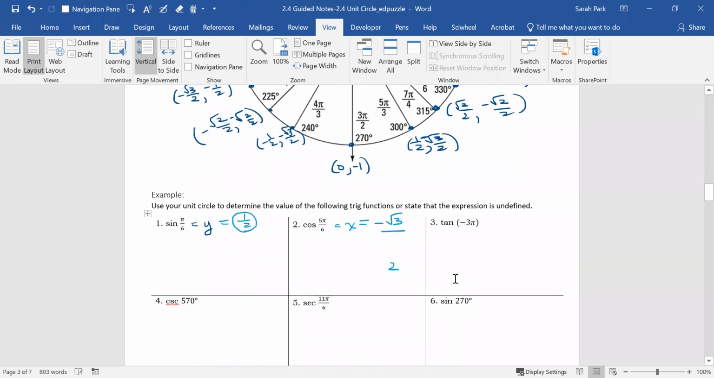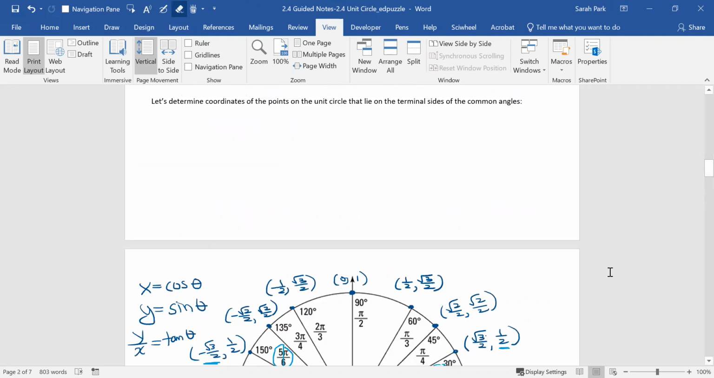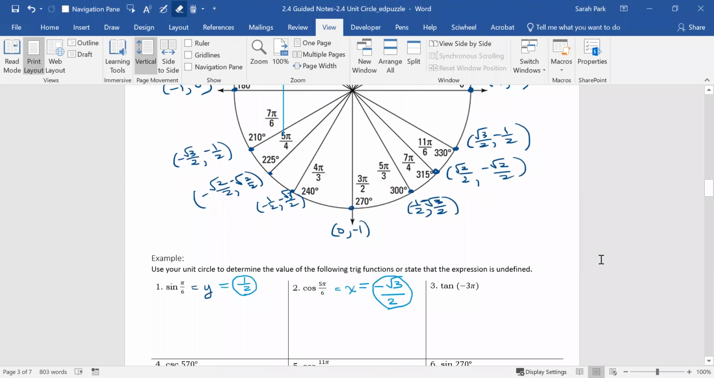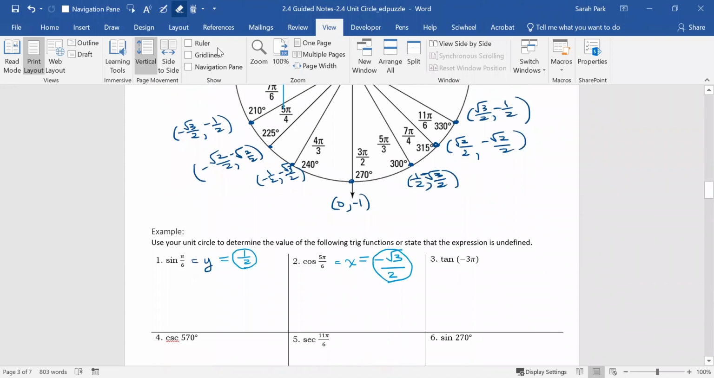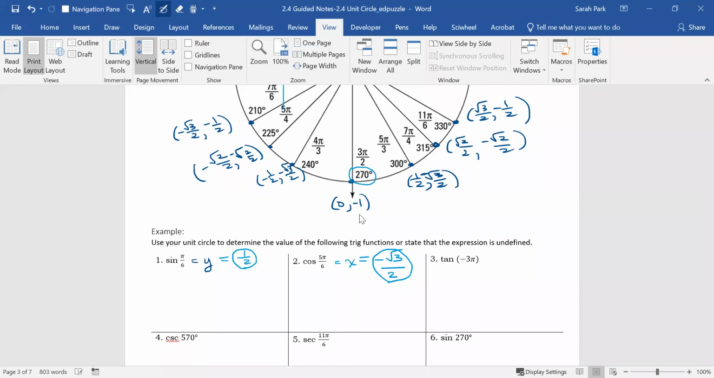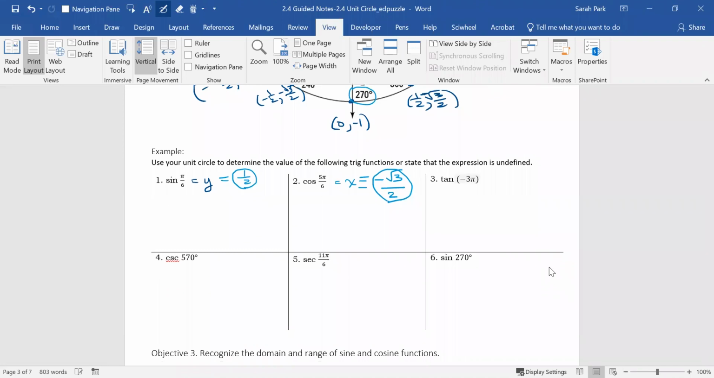Sine of 270 degrees is, let's look at 270. And if you look at 270, remember what sine again? That's a y coordinate. So sine of 270, the y coordinate is -1. So sine of 270 is just -1.